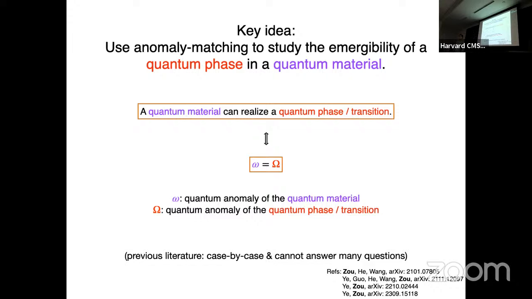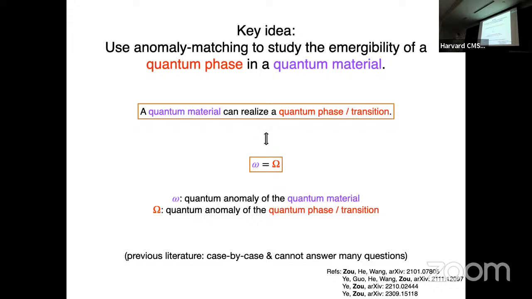Okay, any questions so far? I guess a quick question. Are you always going to assume that the quantum anomaly, the quantum phase transition, involves only ordinary symmetries? I'm not assuming that. This general philosophy doesn't assume that, but the examples I talk about are more of that type.